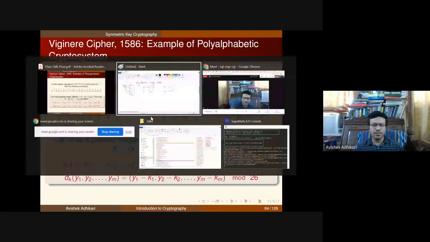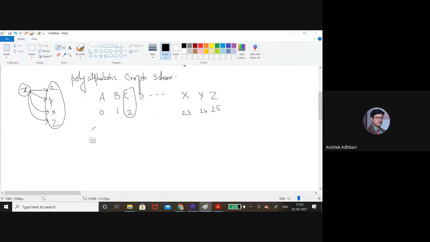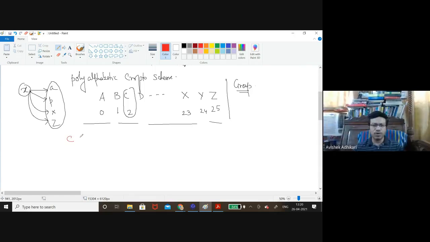Now, I ask you, can you explain this mathematically? Though at the time of Vigenere it was not there, now you have a proper idea of group, ring, and field, so can you explain how this is happening? My plain text was cryptology, and my key was CIP, then CIP, then CIP, and again C. And then I get some ciphertext.